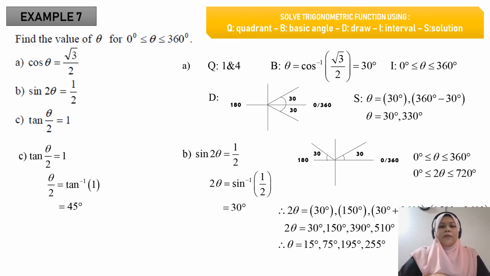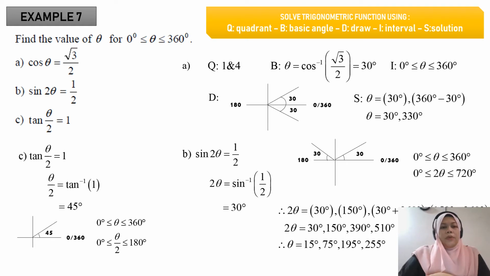And last one, for tangent theta over 2, again we have to find the basic angle, but the basic angle here, remember, is theta over 2. So theta over 2 equals to 45 degree. And since the basic angle is just theta over 2, we have to modify our interval. Instead of theta, it's going to be theta over 2. So it's just between 0 to 180 degree. So that's why in our drawing, it's just in the first quadrant.